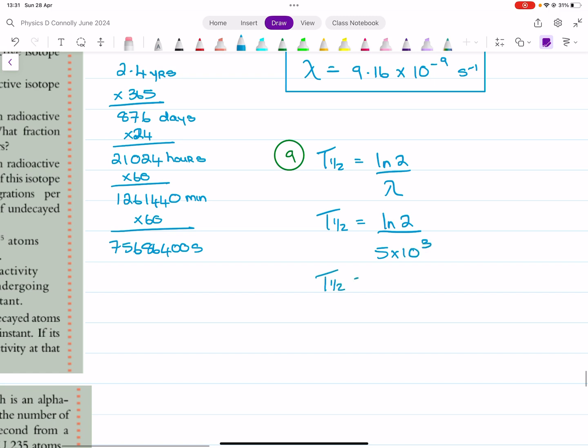Oh, well, way easier because you have much less conversions to do. So ln2 divided by 5 by 10 to the 3 is 1.39 by 10 to the minus 4 seconds.